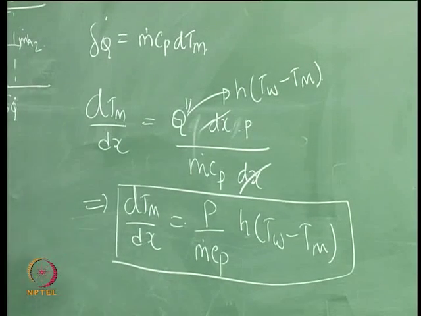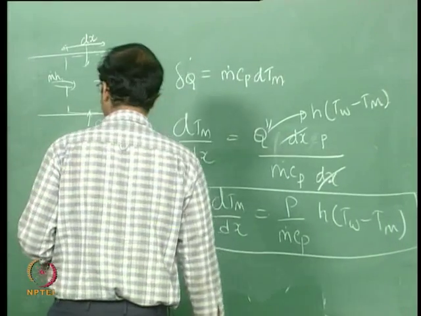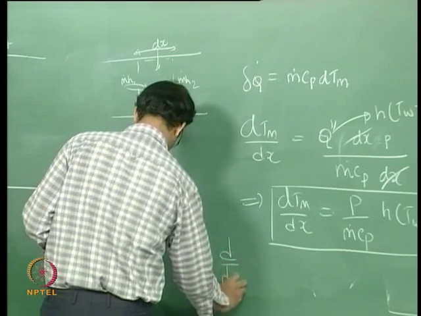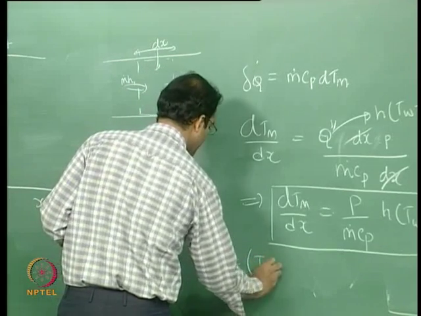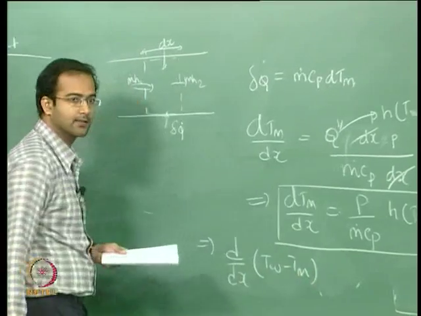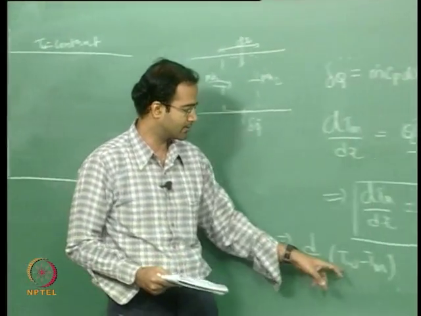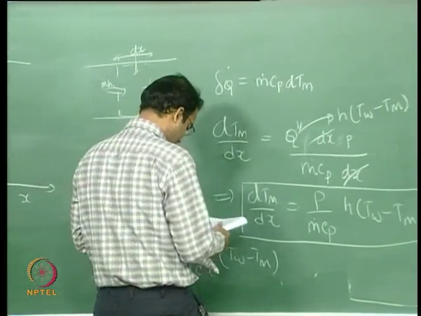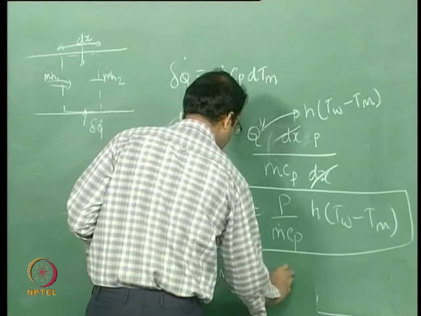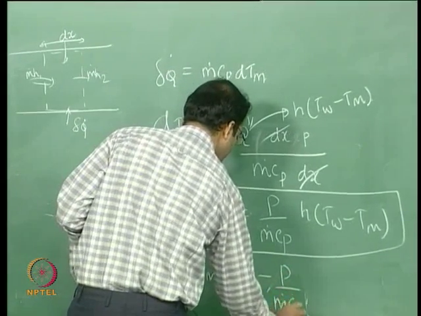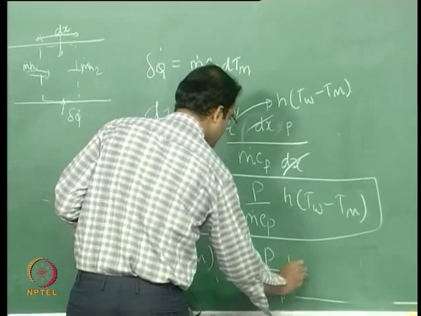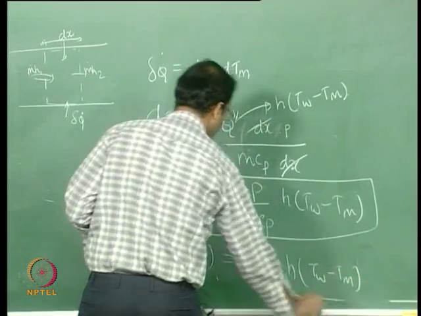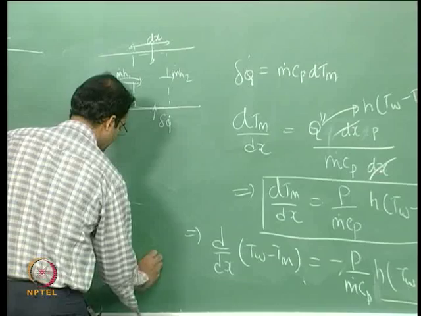Since your T wall is a constant, we can write this as d by dx of T wall minus Tm. T wall is a constant, so you can just introduce d by dx of T wall minus Tm. Now there will be a minus sign, so we can put a minus sign on this side also: minus P by m dot Cp into h into T wall minus Tm, which is already here. Let us call T wall minus Tm as some delta T.